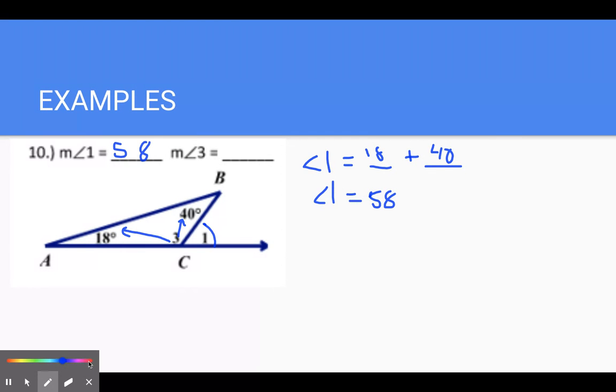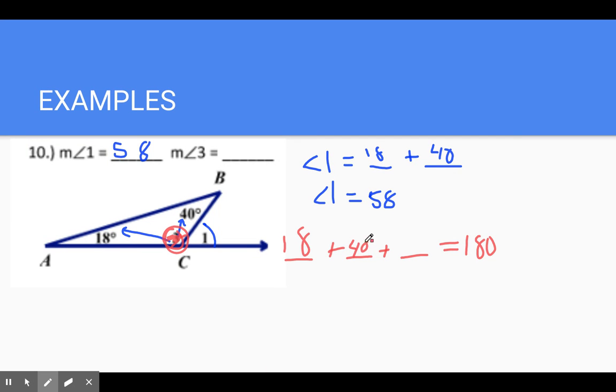All right, now if I use a different color, notice we have angle 3. Angle 3 is an interior angle, so we have 1, 2, 3 interior angles, and we know that those three interior angles will always add up to equal 180. We have 18, we have 40, and we have angle 3, which we don't know. Let's put an X there. Add them together. Well, we already did that, so 58 plus X equals 180.